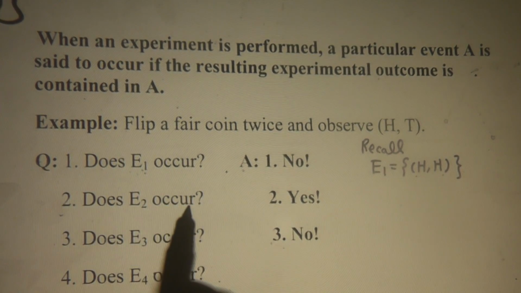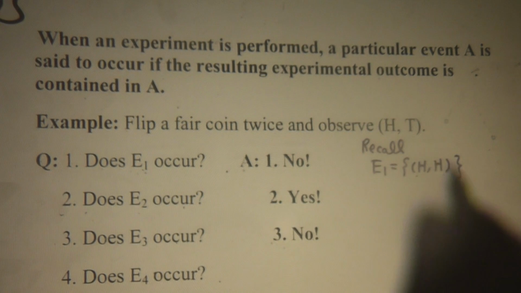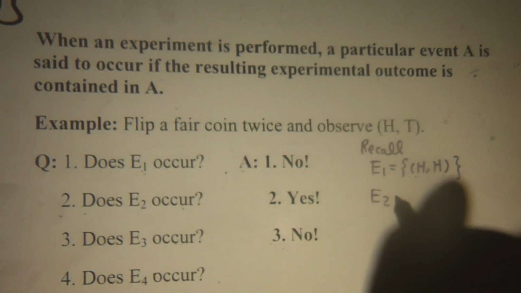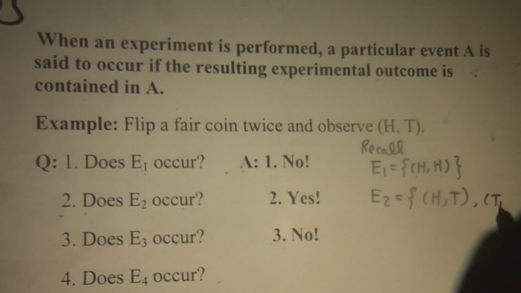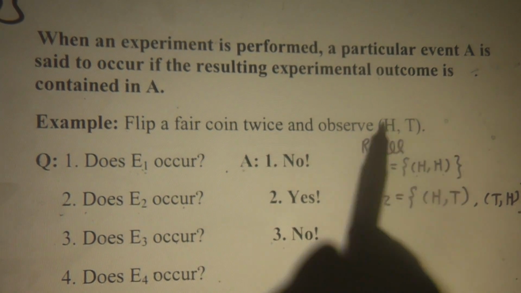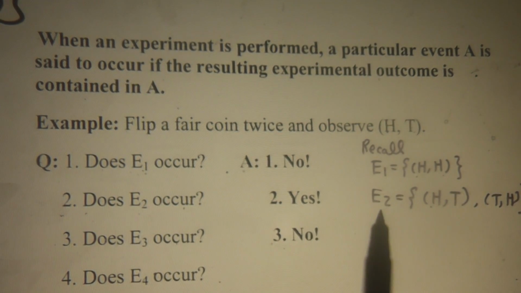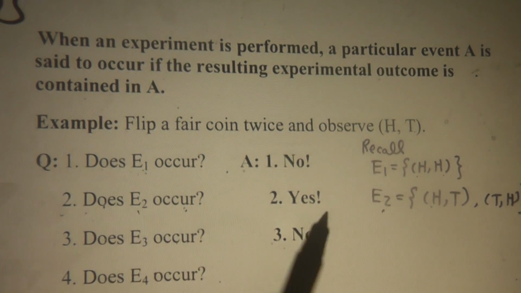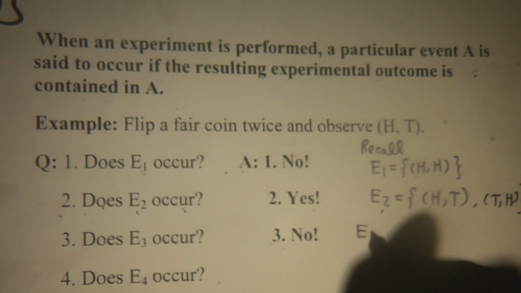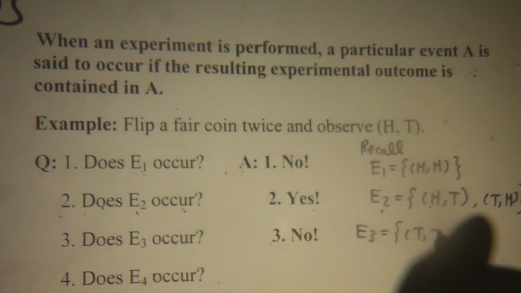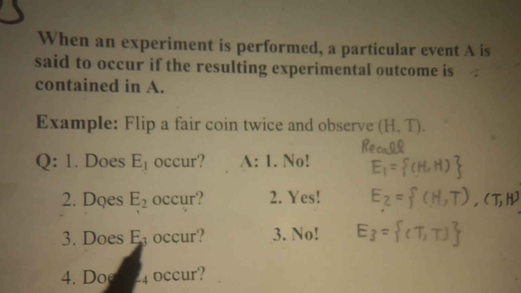Now how about E2? Does E2 occur? E2 is we see exactly 1 head. So it's head-tail or tail-head. And head-tail is 1 element in E2. So does E2 occur? Yes. How about E3? E3 is an event that we see exactly 2 tails, tail-tail. So does E3 occur? Well, head-tail is not an element in E3. So we say no.